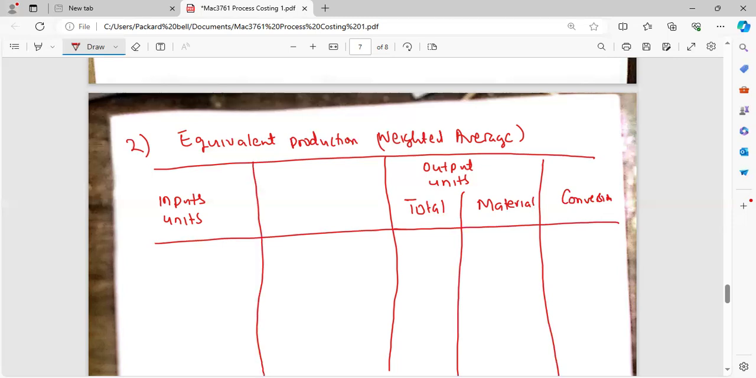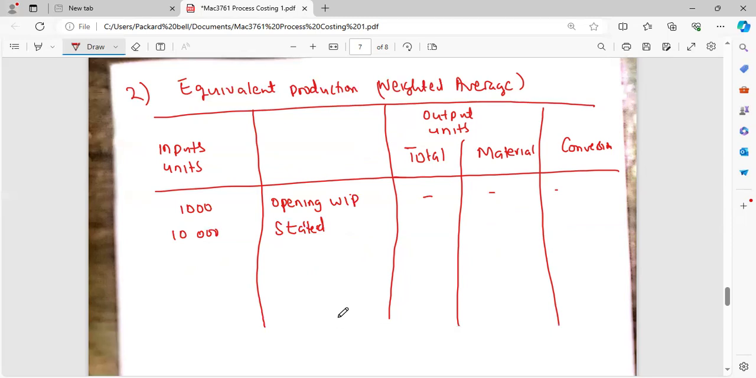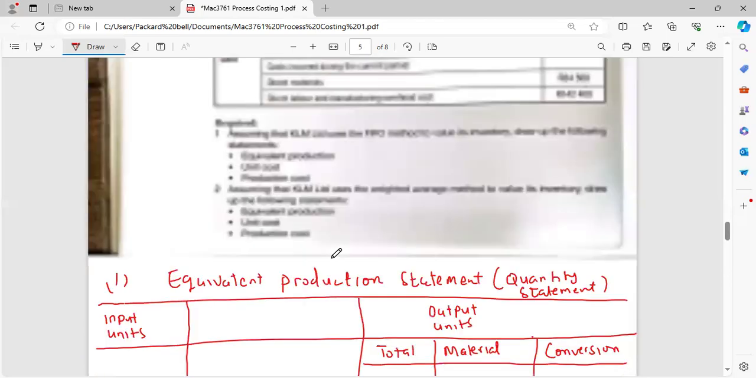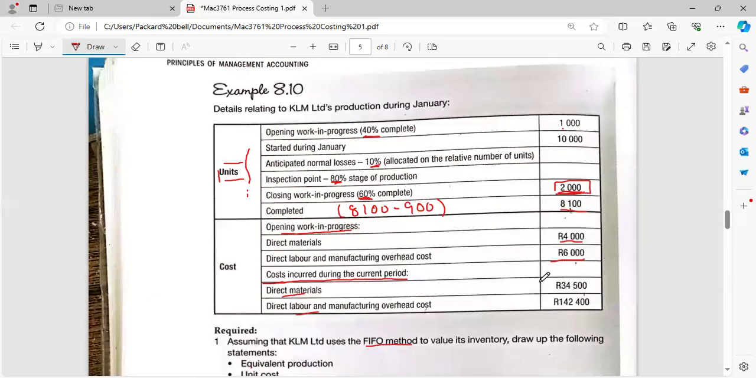Right, so we have our opening work in progress. And those which were started, we already have these figures. So opening is 1,000, started is 10,000. Right, so we don't have these because they are going to be combined. And we are no more going to say started and completed. We are just going to say completed here. So based on our question, we check all the units that were completed when we are using the weighted average. That's the only difference. So you are not going to have started and completed, opening work in progress. You are only going to have one figure.